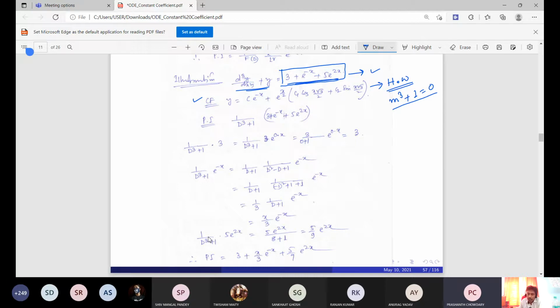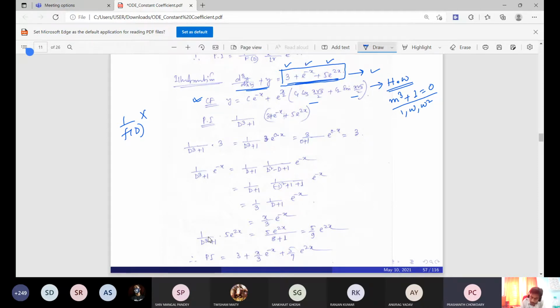D squared plus 1 is 0. So all of you know the roots are plus or minus i. That I have written explicitly actually. Then you can find CF. But let me illustrate PI, the particular integral. The particular integral will be 1 by f(D) of the right hand side function. In the right hand side function, there are three different functions, so we'll go one by one.